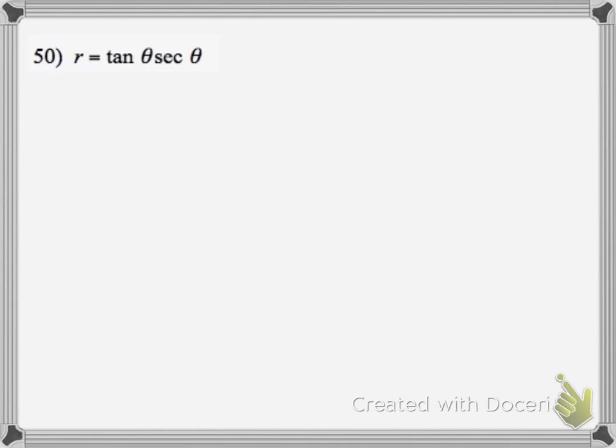Now that I'm thinking about something, yeah, no. All right, you do not square both sides. Do not square both sides. I want you to multiply both sides by r.